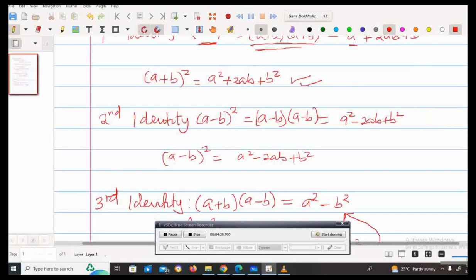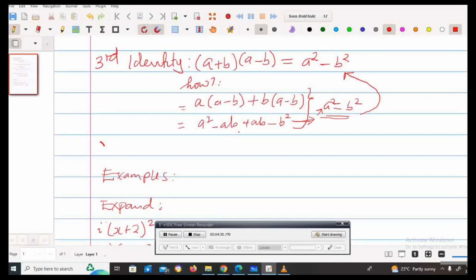Then we have the third quadratic identity, and this takes the form a plus b into a minus b. This is going to expand into a squared minus b squared. In other words, it is referred to as a difference of two squares.